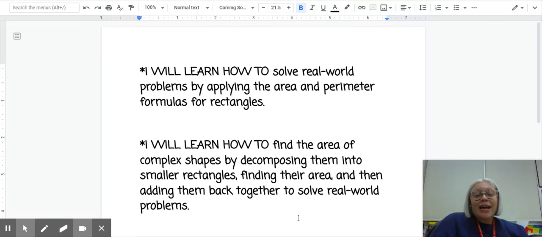So these were your I can statements for the week, and we will be working on perimeter and area, mainly area, but we're not going to forget about perimeter just yet.